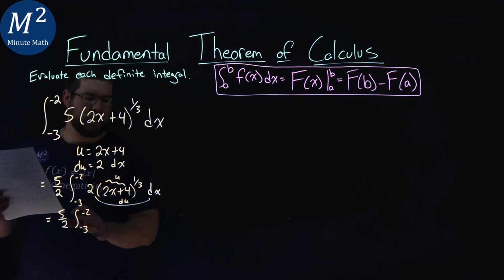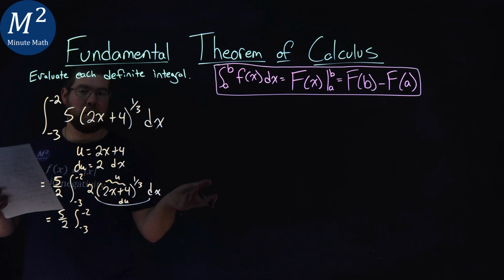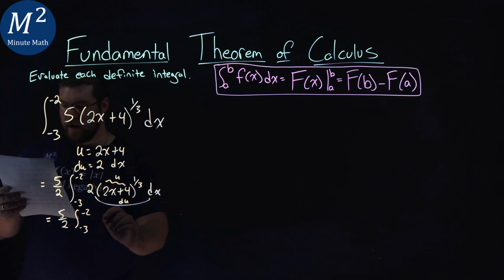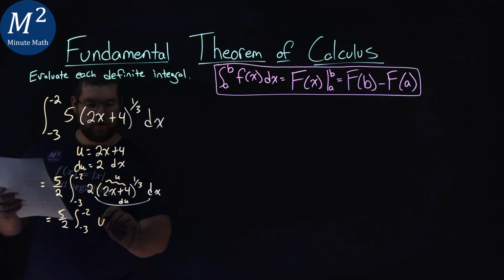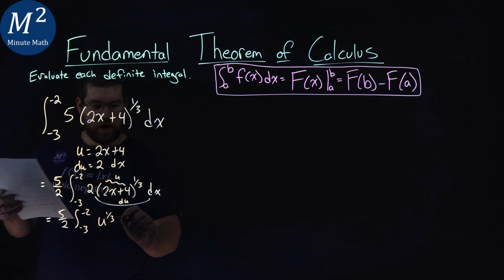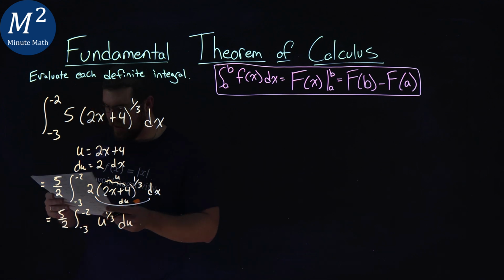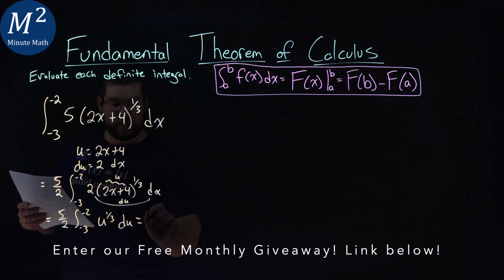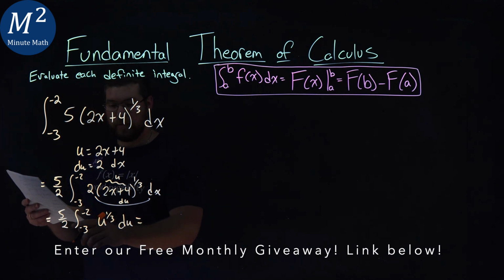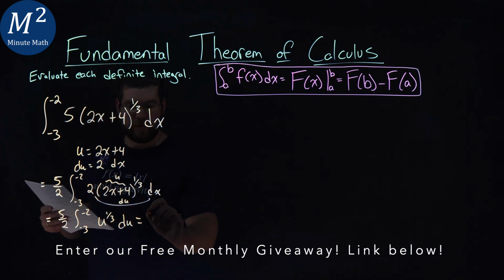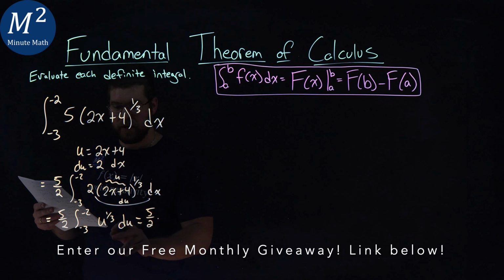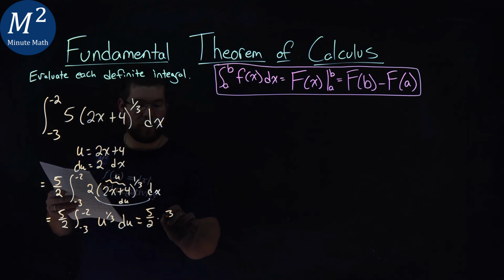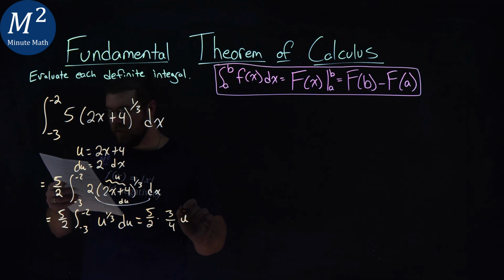I keep it as a placeholder. This is for x, not for u. We're going to switch it back to x in a minute. So this is going to be u to the 1/3 power du, right there. When we integrate that, a 5/2 is out front, times the integral of u to the 1/3 power, which is 3/4 u to the 4/3 power.